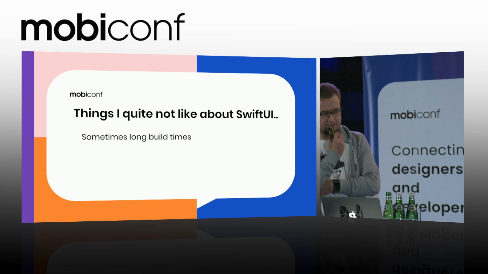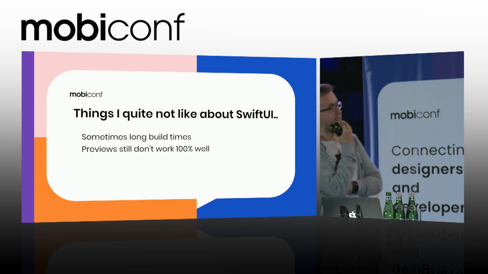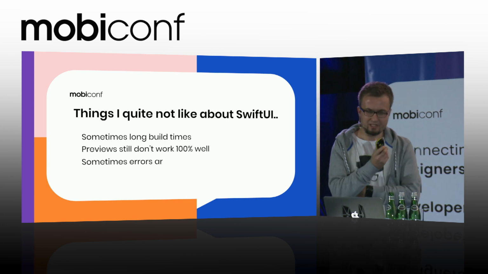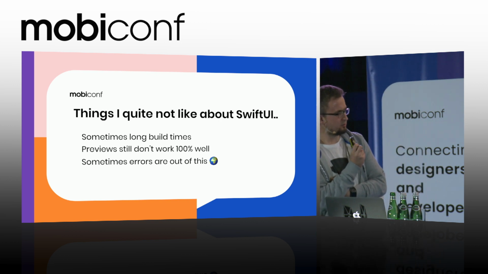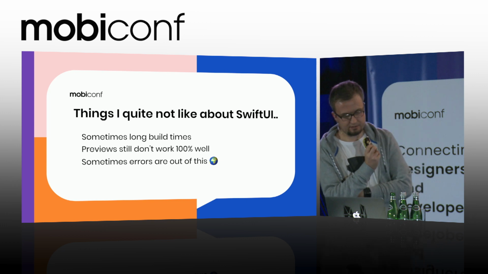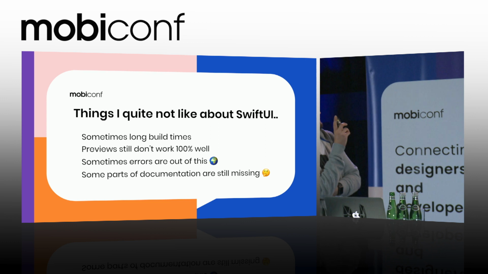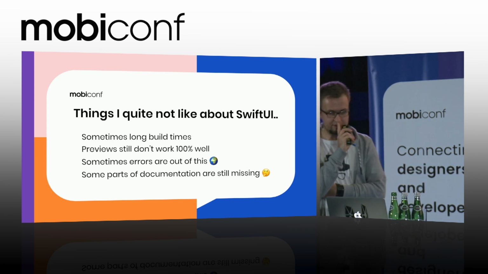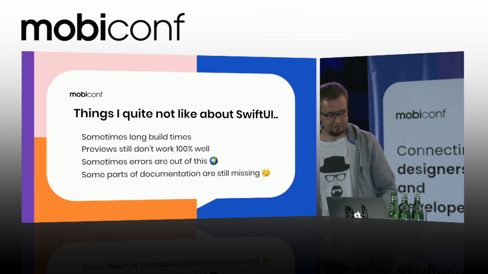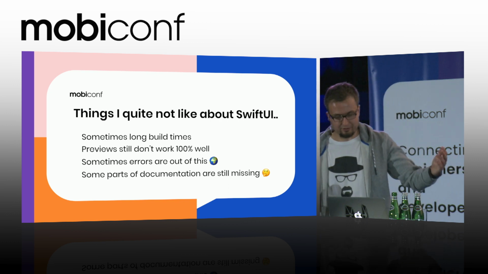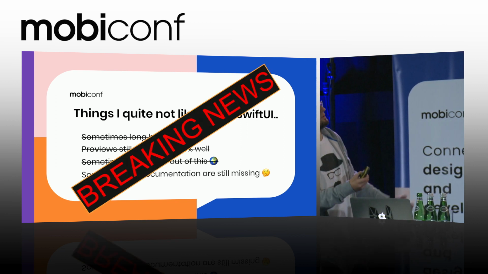Well, sometimes it has very long build times, and the previews not always work 100% well. And you may have seen that errors are out of this world. Sometimes they are completely unreadable, and they are not telling the exact source of an error. And what is striking me the most is that some parts of documentation are still missing. You often encounter missing documentation while trying to implement something, and then you have to only guess how to use this, right? But what's happening?